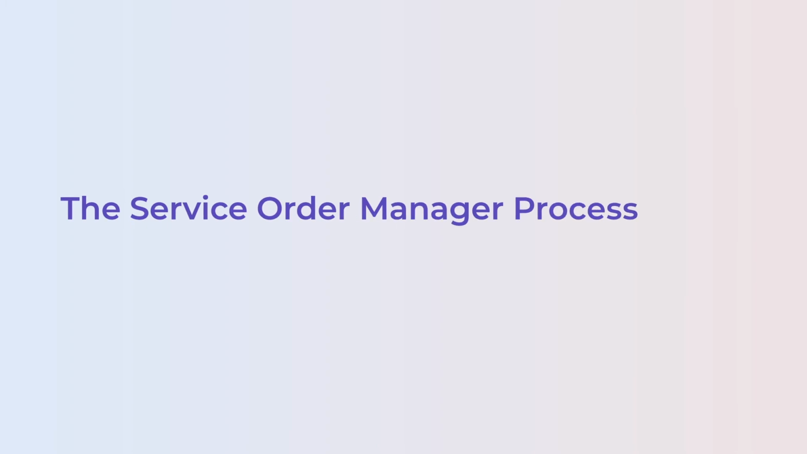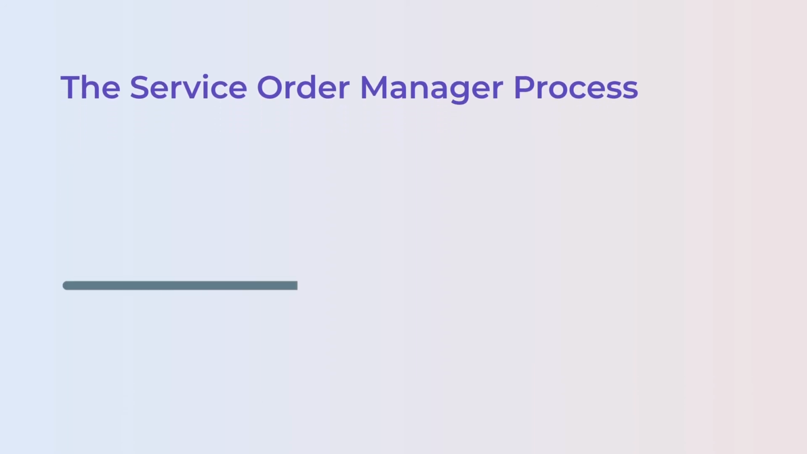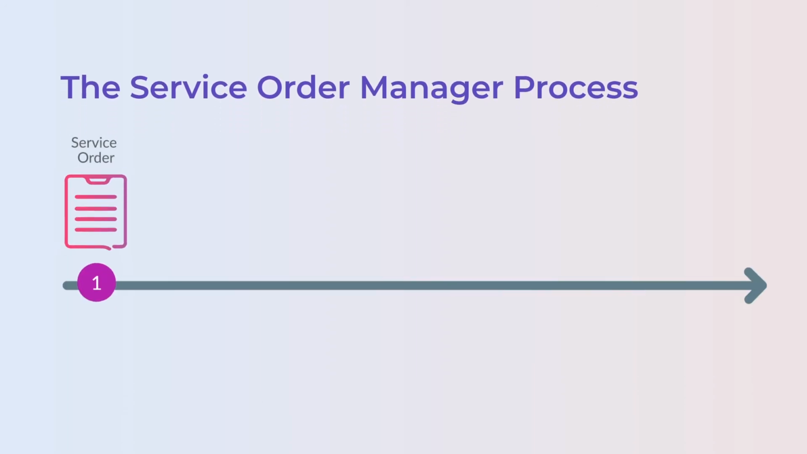Now that we have a high-level understanding of the service activation process, and we know what a service order is, how to manage service orders, and how services are specified in the service catalog, let's take a look at the service order management process, and see what happens when Symphonica receives a service order. When Symphonica receives a service order, it starts processing each of the order items in the sequence in which they are included in the order.